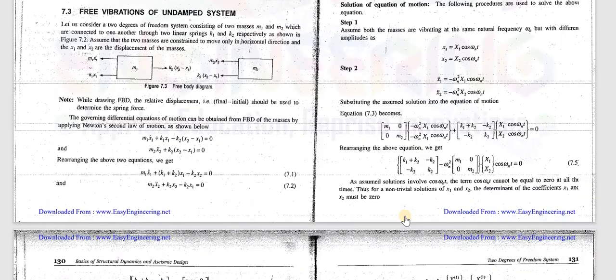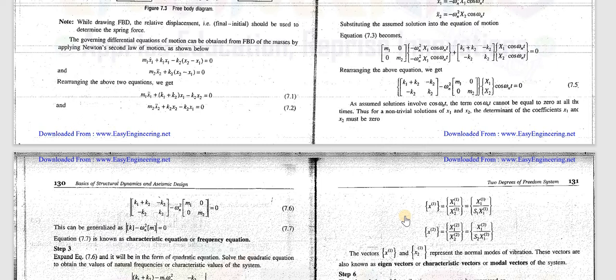Now in this equation we know that the cos omega nt term cannot be 0. Okay, it is written here: the cos omega nt term cannot be equal to 0. But this other term can be 0. So this equation, the K matrix minus omega n square into M, is equal to 0. This equation is known as the characteristic equation or frequency equation.